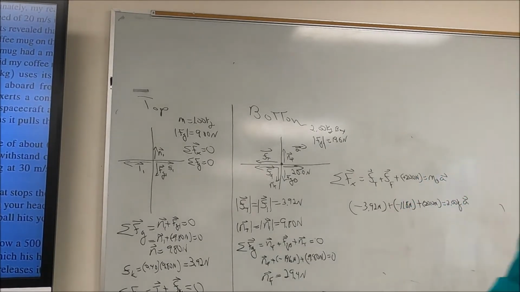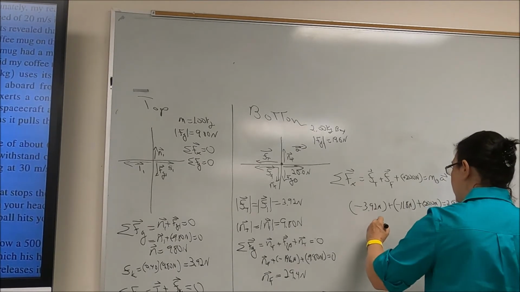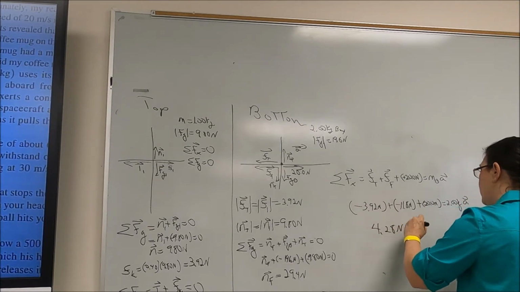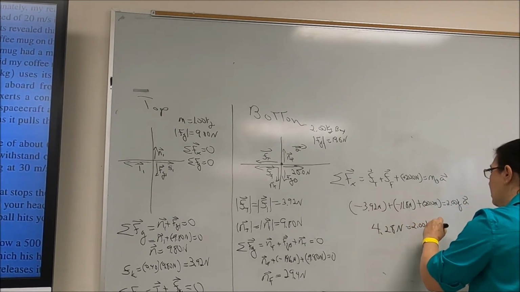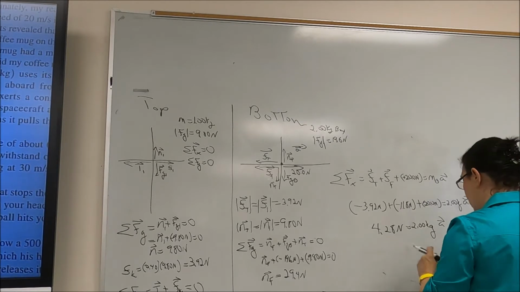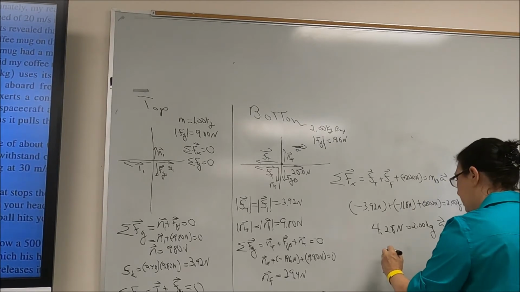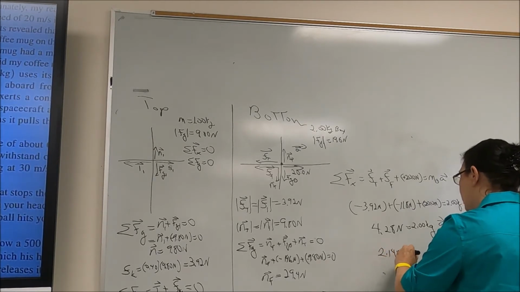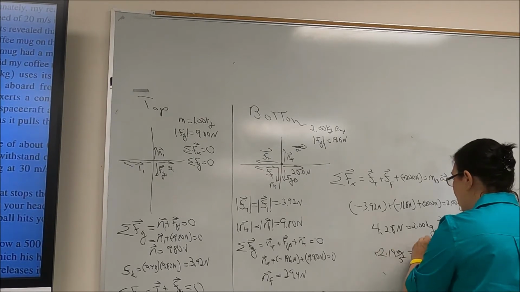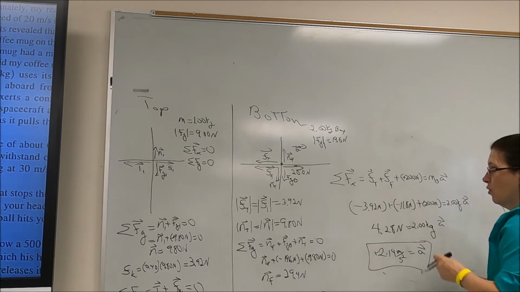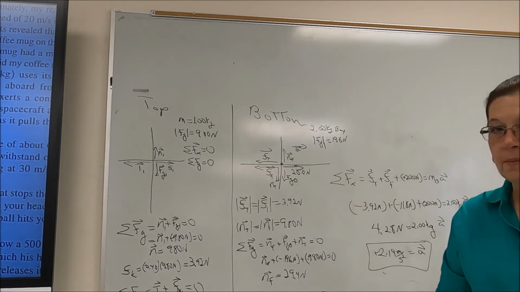So let's sum it all up. 3.92 negative minus 11.8 plus 20. I get 4.28 newtons equals 2 kilograms times A. So divide through by 2. So I get 2.14 meters per second squared is equal to A. And it's positive, which is the direction we had it drawn. Okay?